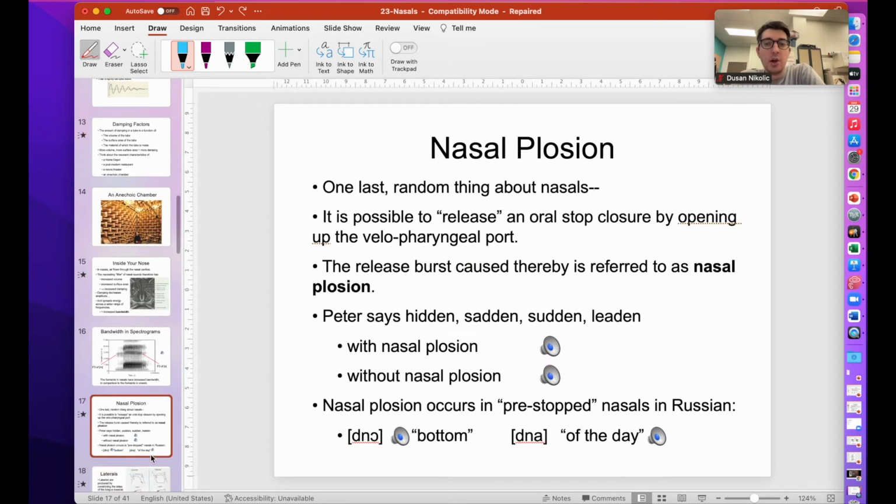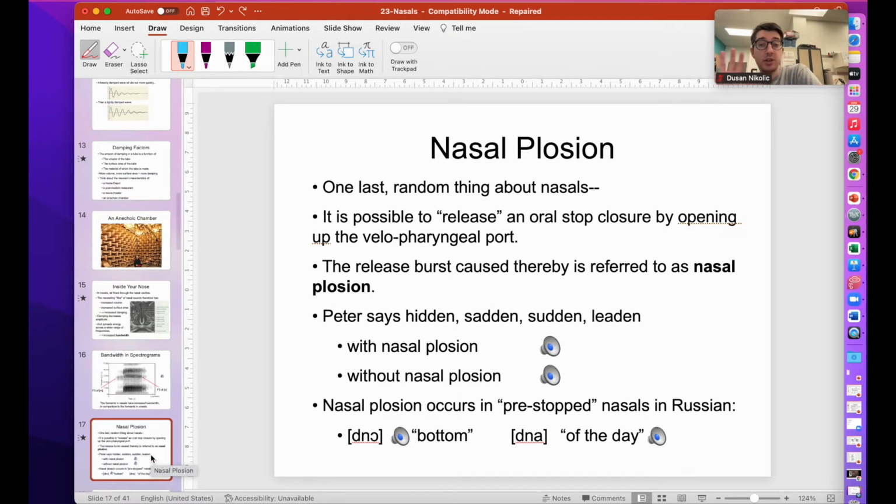Okay. One last random thing about nasals. It is possible to release an oral stop closure by opening up the velopharyngeal port. So the release burst caused thereby is referred to as nasal plosion. In this way you're not making a vowel at all. For example, sudden, leaden, sadden, right?